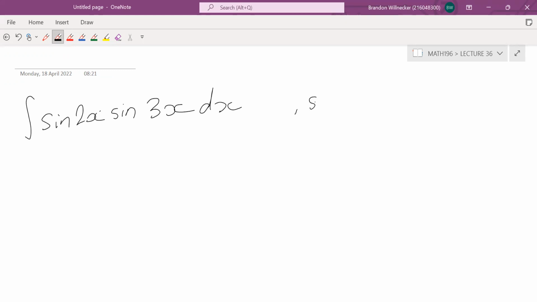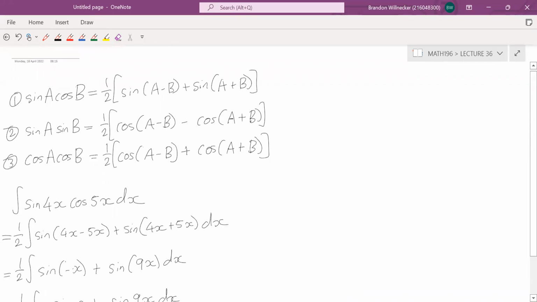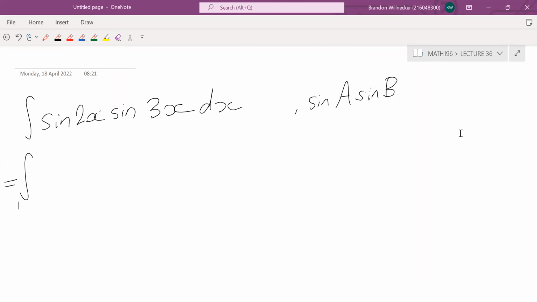So this is something like sine A, sine B. Okay, we need to figure out that. So this becomes the integral of a sine times a sine. Let's see what that goes to. Sine times a sine, that's case 2. It's going to be cos the first bit minus the second bit, so A minus B, minus cos A plus B. Okay, and they're both cos. So it's going to be 1/2, then cos.